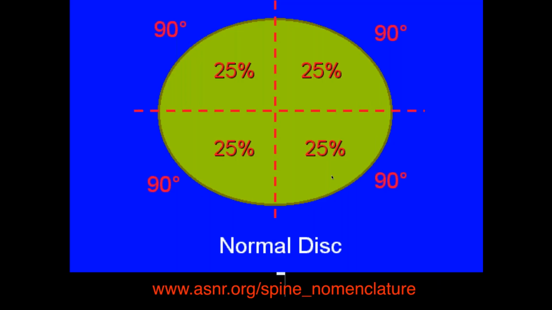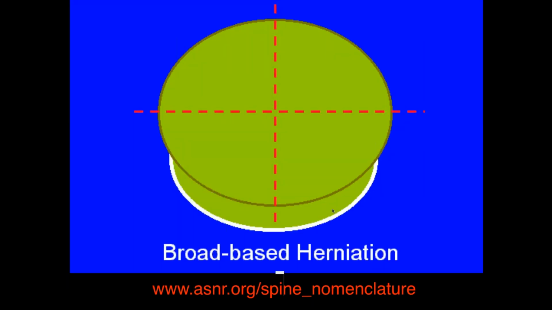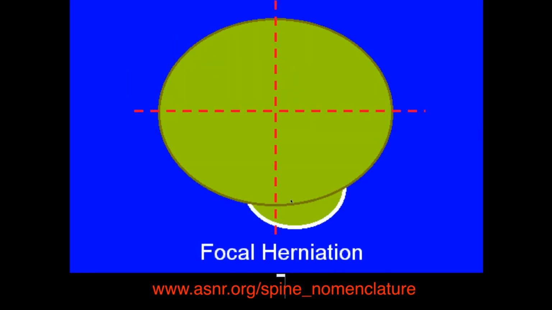So there's a normal disc. Usually the focal herniations are over here, or sometimes they're right in the midline. And so a focal herniation would look like this. A broad-based one would look more like this. And the differentiation here is that, again, typically the broad-based herniations are not surgical candidates, but the focal ones may be surgical candidates if it's compressing a neurologic structure and is causing symptoms.